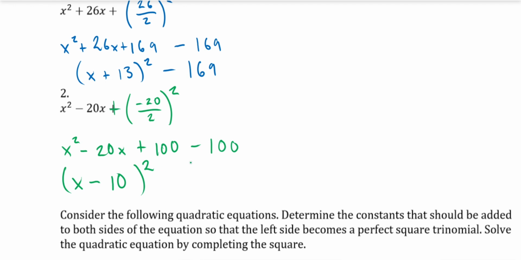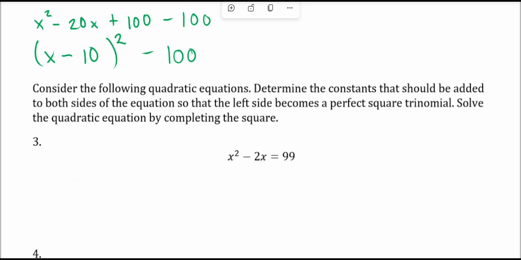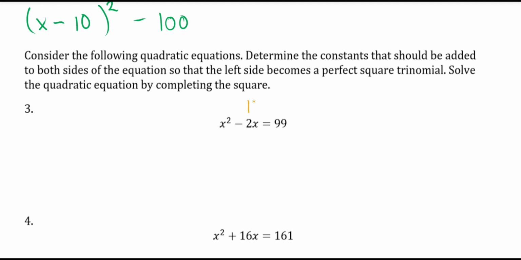And this is our factored form of the trinomial, of course, with this corrective bit out front if we were going to actually solve an equation with it. Consider the following quadratic equations. Determine the constants that should be added to both sides so that the left becomes a perfect square, then solve by completing the square. We note that we have the following middle term.